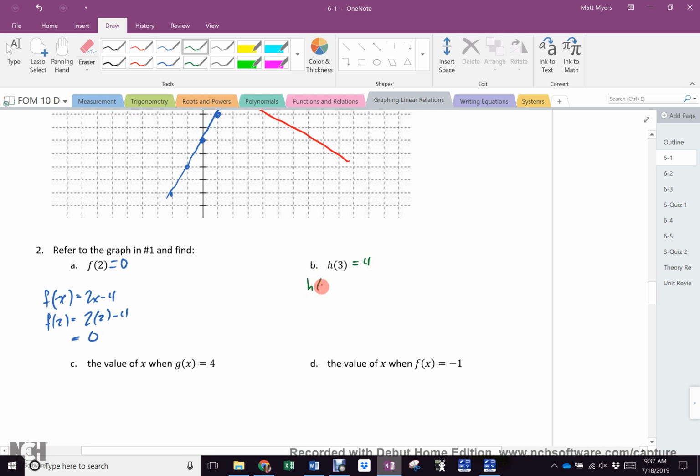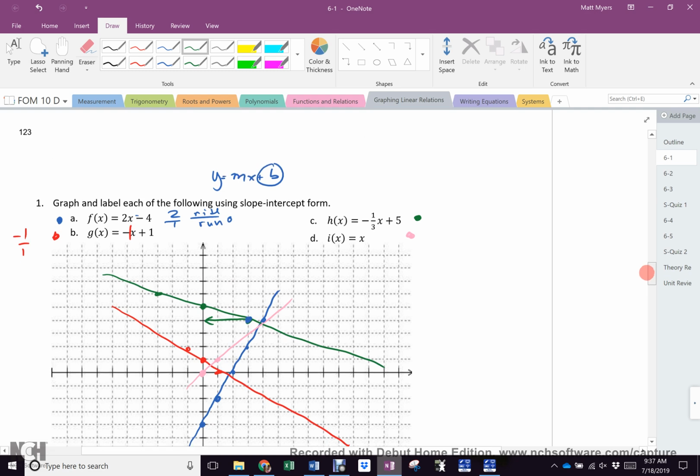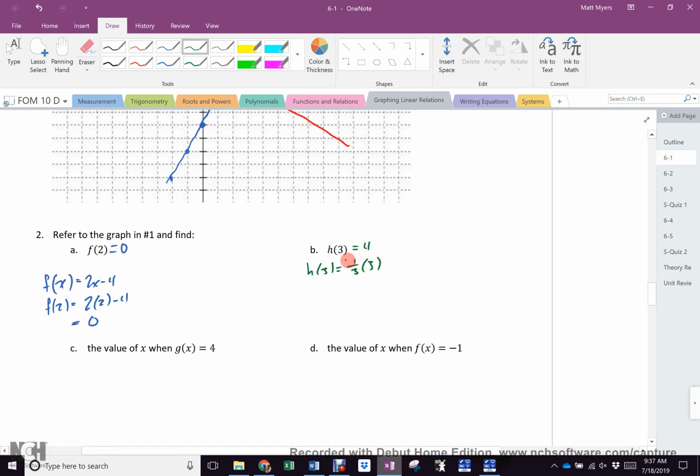Or the h of 3 equals negative 1/3 times 3. What was it? Plus 1, right? Or plus 5. Negative 1/3 times 3 plus 5. Negative 1/3 times 3 is negative 1. Plus 5 is 4. Do it algebraically or graphically.